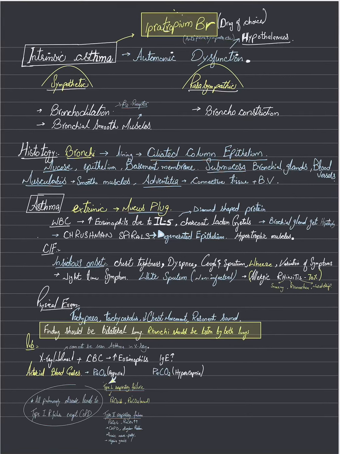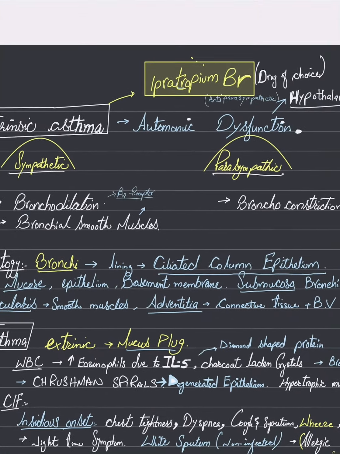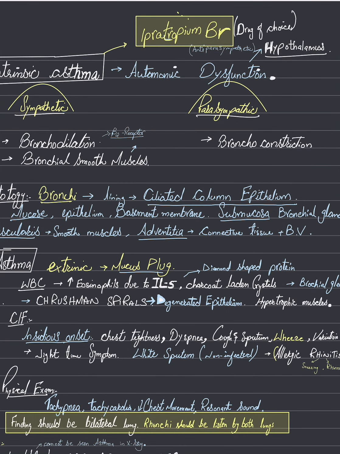Hey guys, today we are going to talk about intrinsic asthma and the general clinical features of asthma. So let's start. First, if you are going to discuss intrinsic asthma, you have to understand the sympathetic and parasympathetic pathway effect on the lungs.